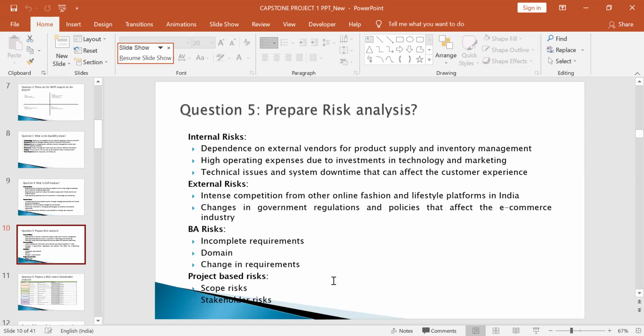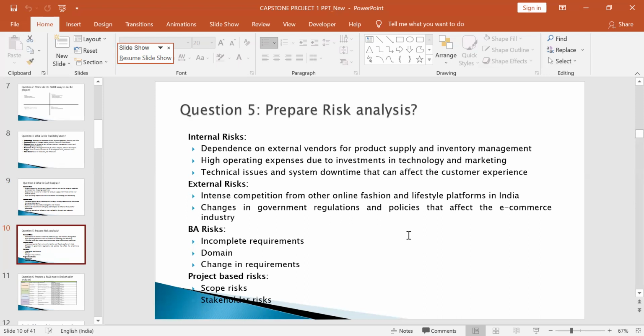So risk analysis is nothing but uncertainty, right? You have to identify the potential risks in everything in the project. So we follow categories like internal risks, external risks, BA risks, and project-based risks.